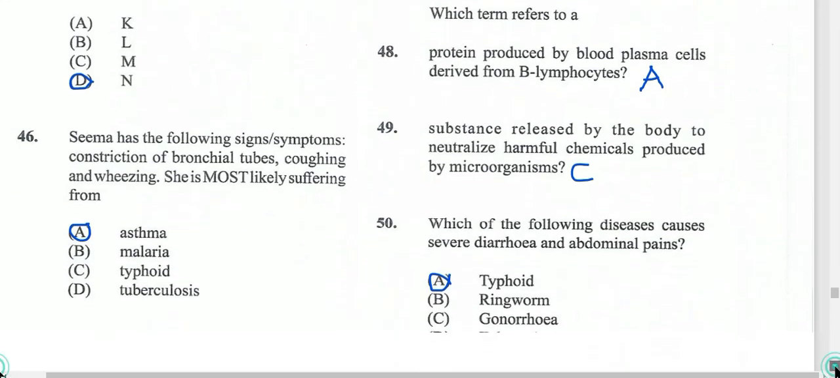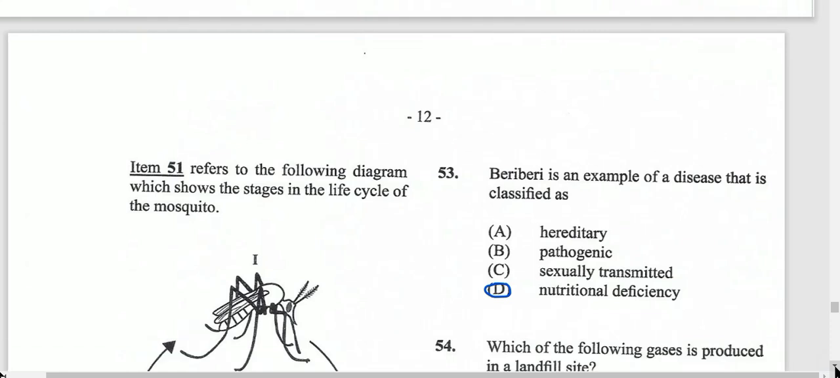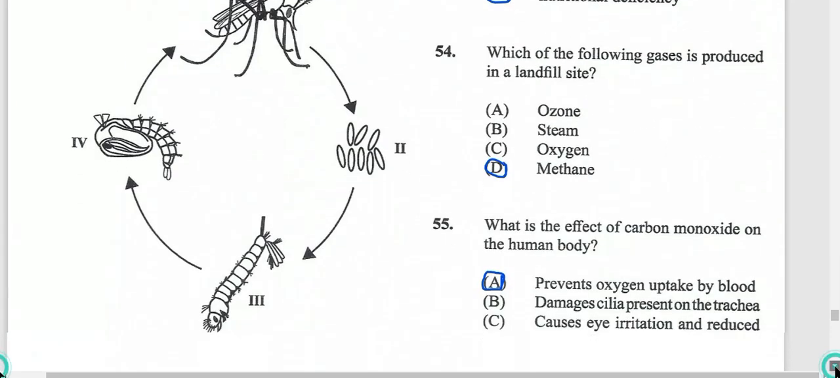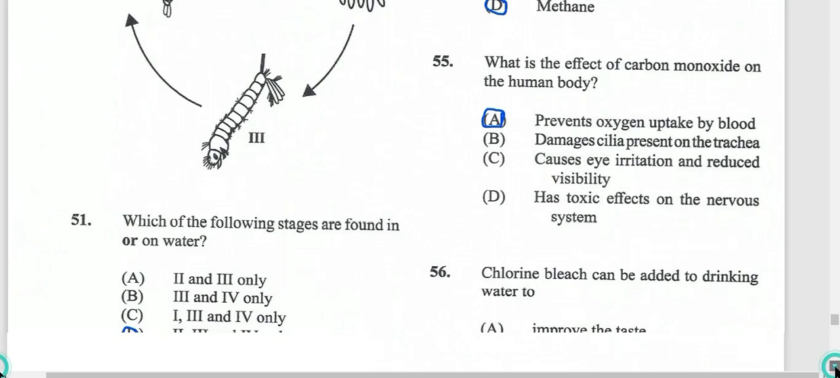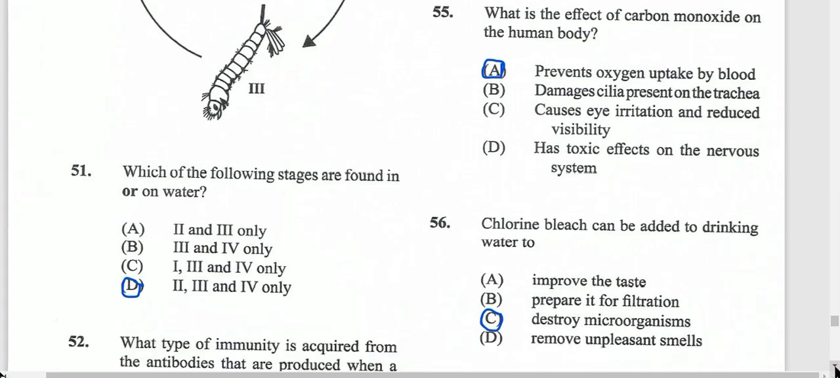And we move on down to 50. Which of the following diseases causes severe diarrhea and abdominal pain? It's going to be typhoid, and this is a question that is repeated a number of times. So your answer here for 50 is going to be A. We move on down to 51. 51 refers to the following diagram, which shows the stages in the life cycle of the mosquito. There we have 1, the mosquito, 2, the egg, 3, larva, and 4, the pupa. Which of the following stages are formed in or on water? That is going to be the egg, the larva, and the pupa. So for 51, it's going to be D.